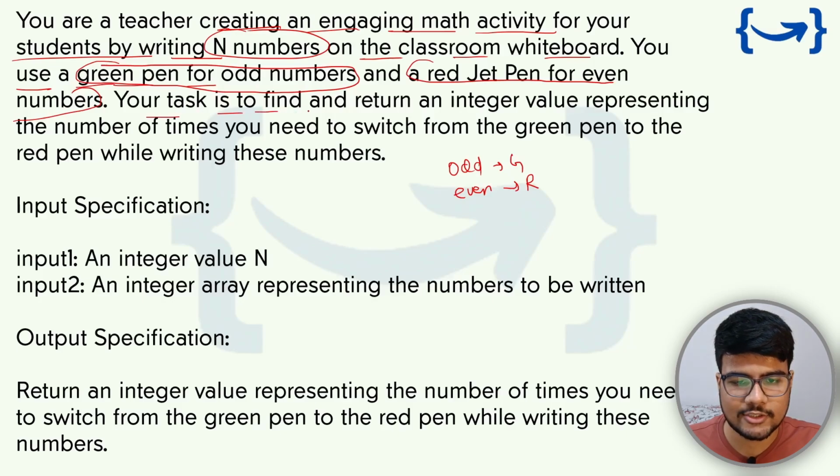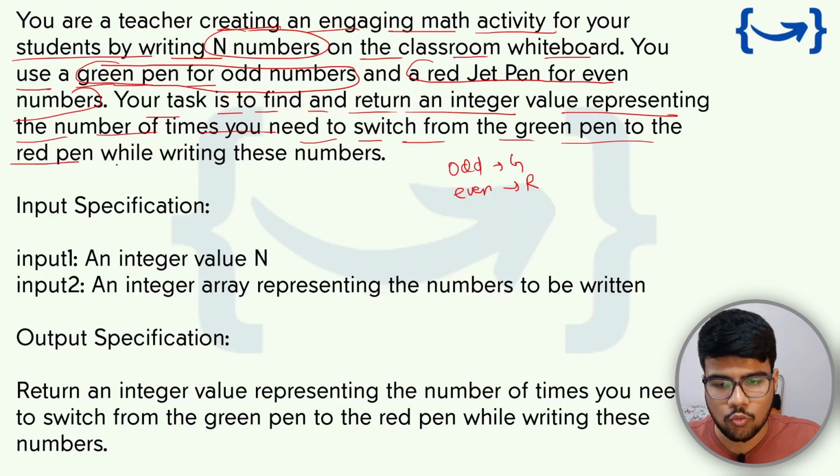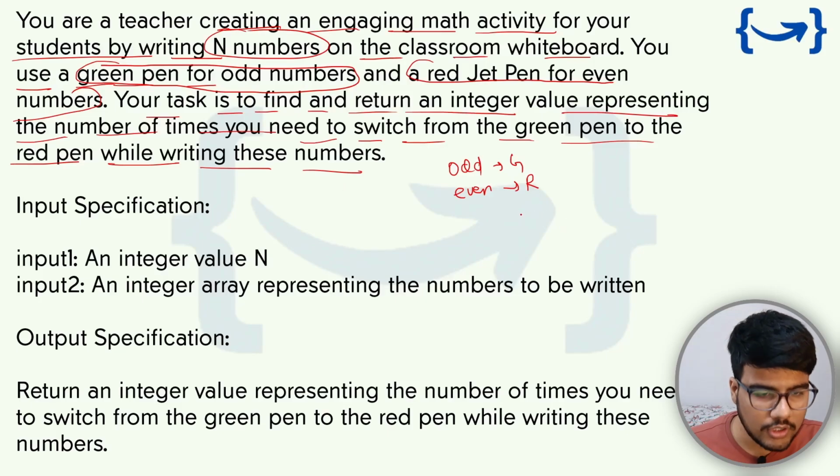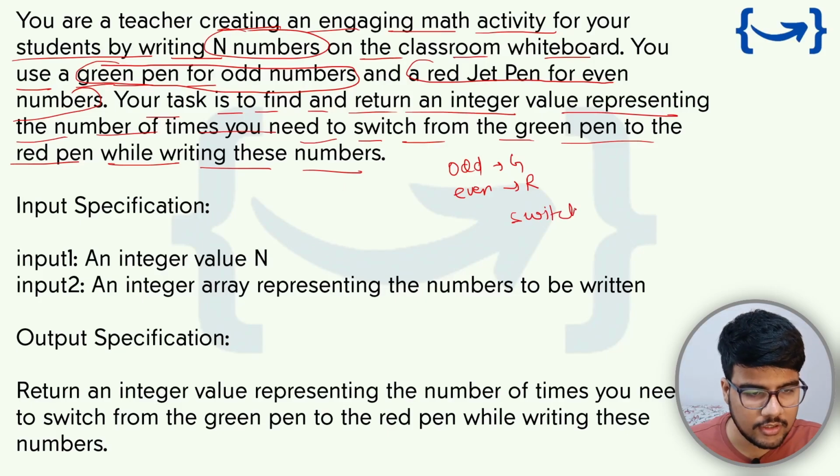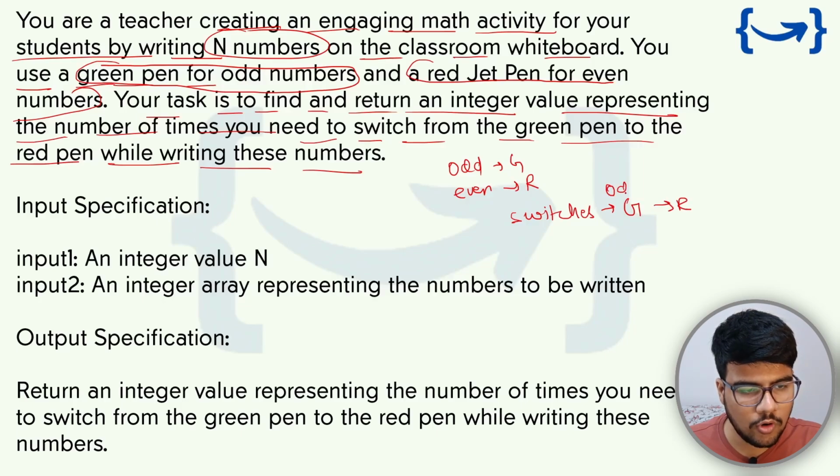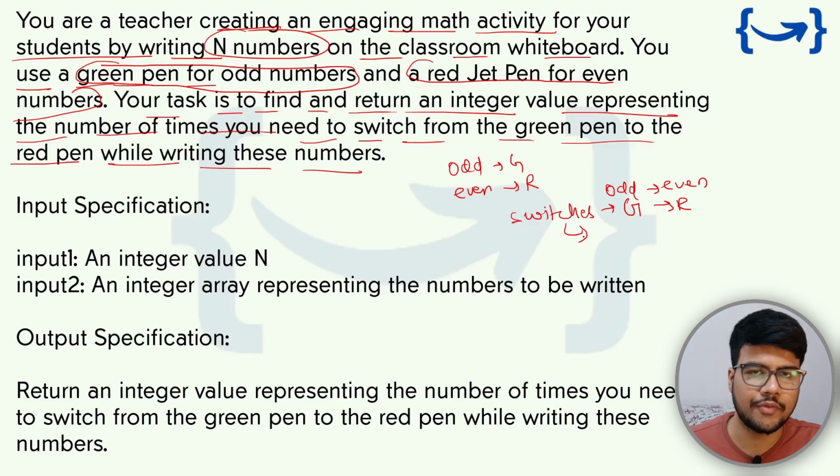Your task is to find and return an integer value representing the number of times you need to switch from green pen to the red pen while writing these numbers. So I need to count the switches between what? From green pen to red pen, which is from odd to even. Any time I am switching, I need to make count of every switch.